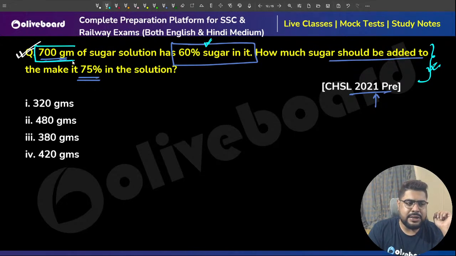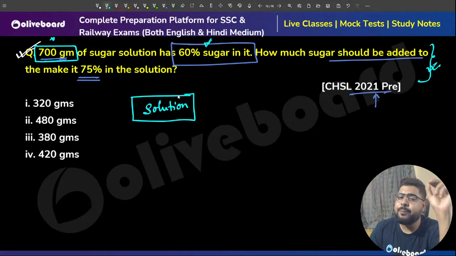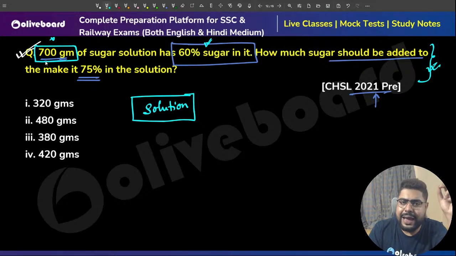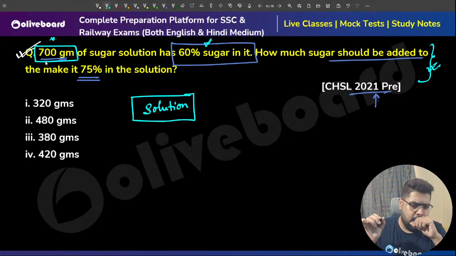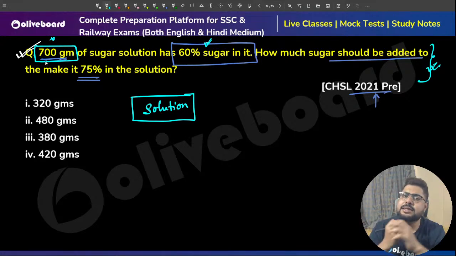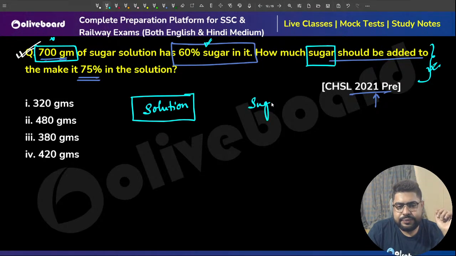Okay, 60% sugar. For the time being, just leave it. So 60% sugar is there in the solution. Please, this allegation will be a little bit tricky. To apply allegation in this question, it will be a little bit tricky. So this is the solution, right? And now I am adding what, sir? I am adding sugar, sir.